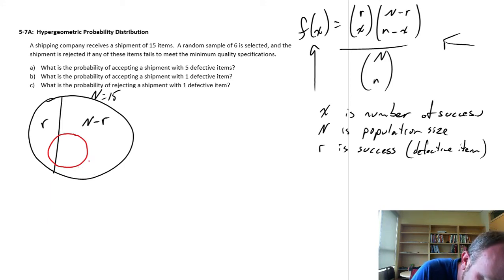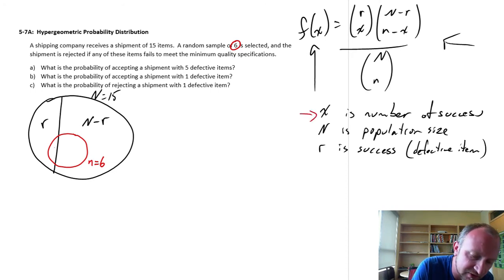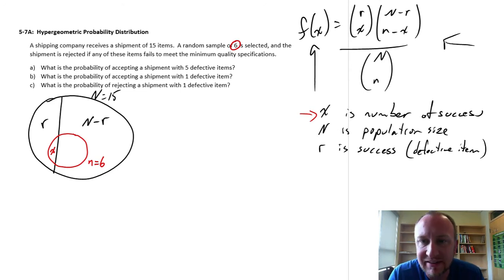This is lowercase n. My sample size in this case is 6. So I take a sample of 6 out of there. Now, of those, I want to identify what proportion are going to be failures, or in this case, we'll call those a success from the sample. So that's our x that I've already defined here. So here's our x. Those are our successes, or in this case, the defective items within the sample.